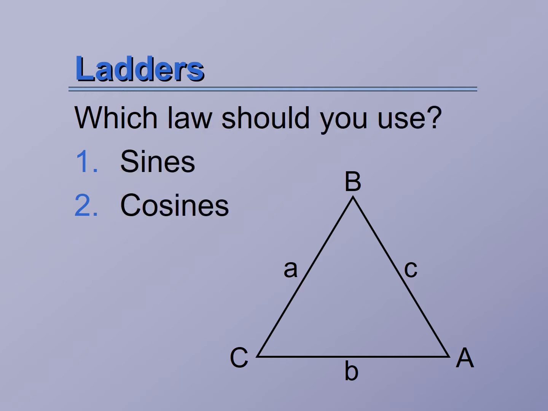So what law should you be using? You're trying to find the distance between the legs, which is b, and you know that the ladder is 18 foot, so this would be 18 and this would be 18. So you know two sides and an included angle, and you want to find the other side. So you would need to use law of cosines.